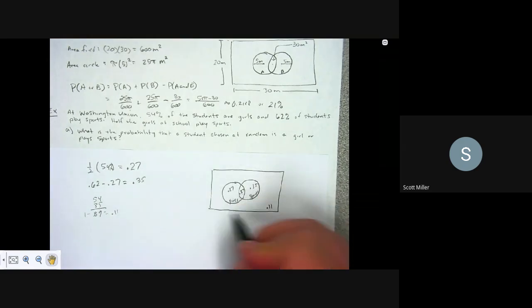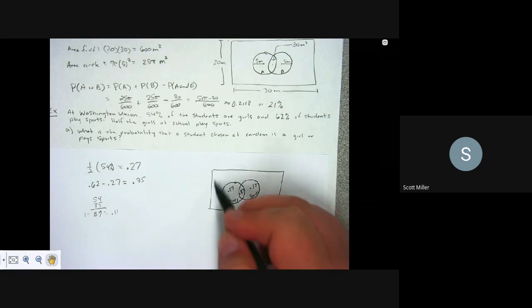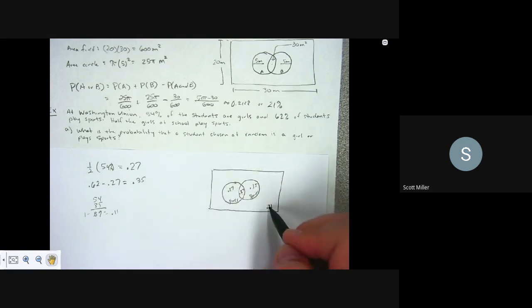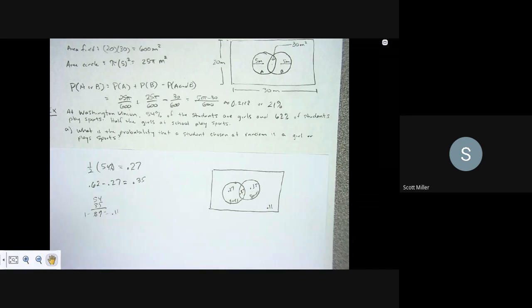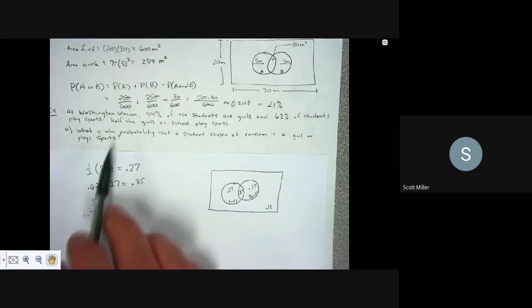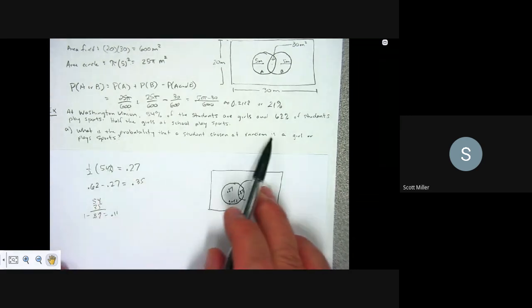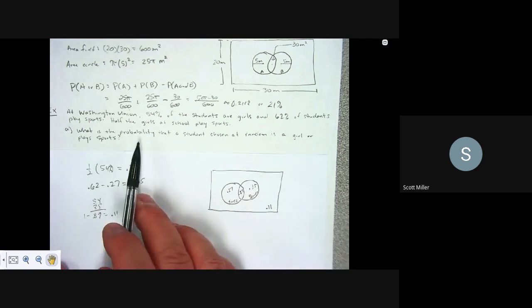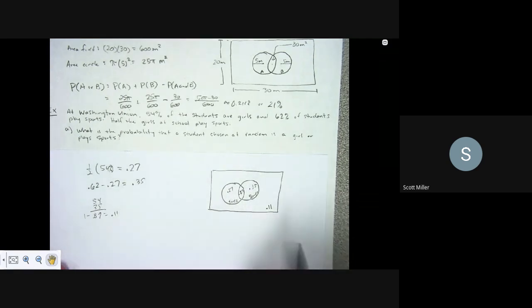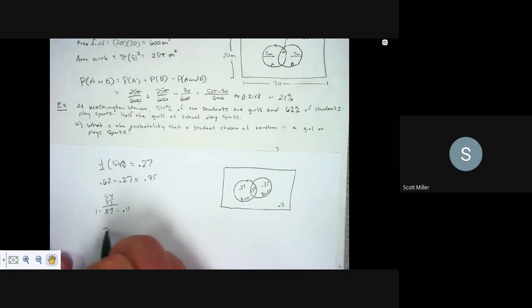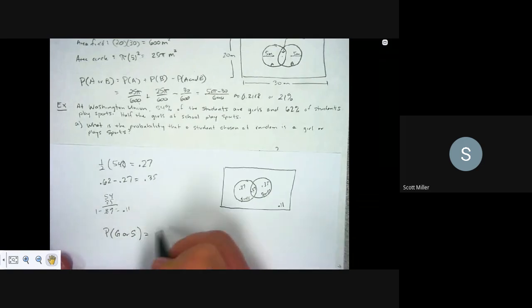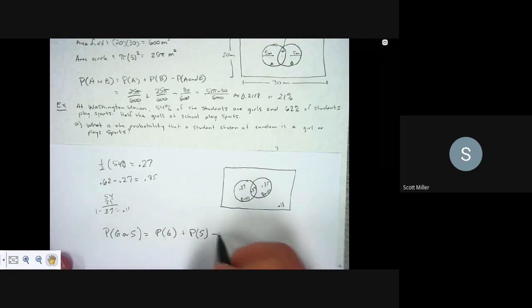So you filled in all the pieces. You have every part of the circle overlapping and everything, and then you have the outside region here of what's left over as a number, and then you can go through and answer all the questions. What is the probability that a student chosen at random is a girl or plays sports? Okay, so that is the probability that I have a girl or plays sports. That's the probability that we have a girl, plus the probability that they play sports, minus the probability that is a girl and plays sports.